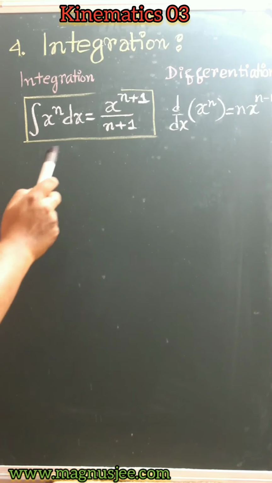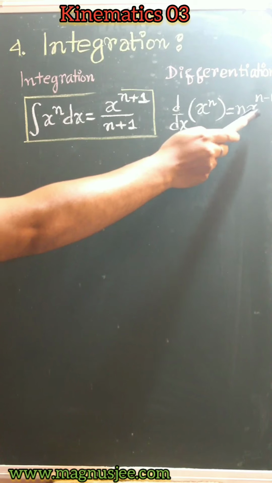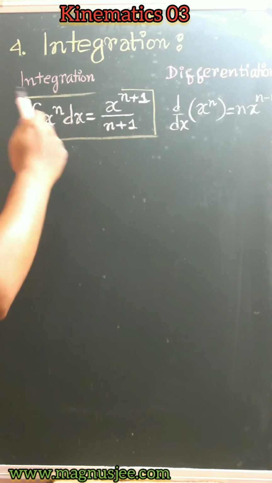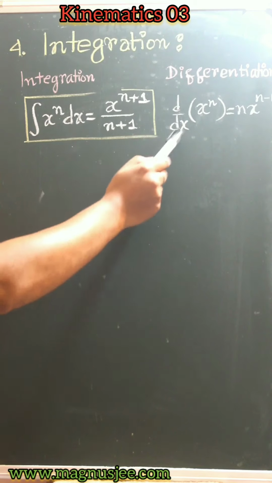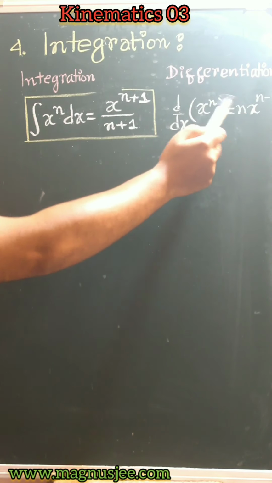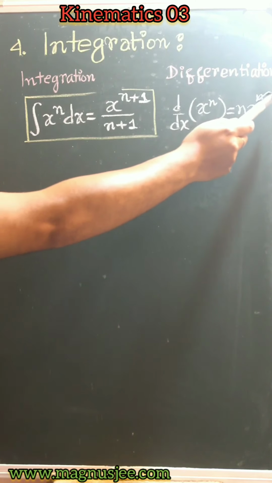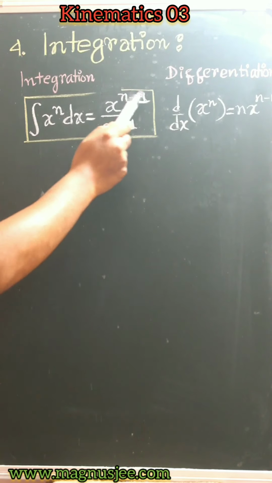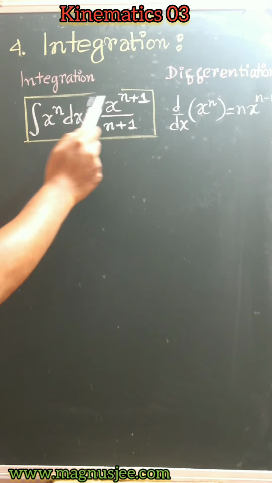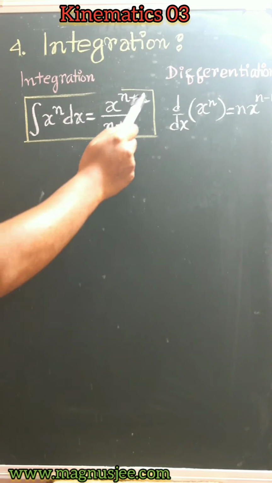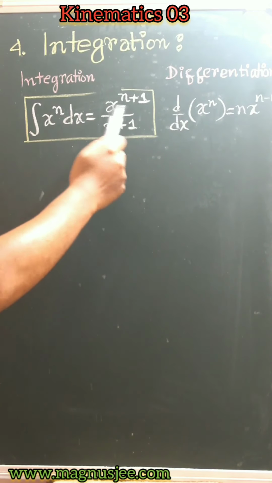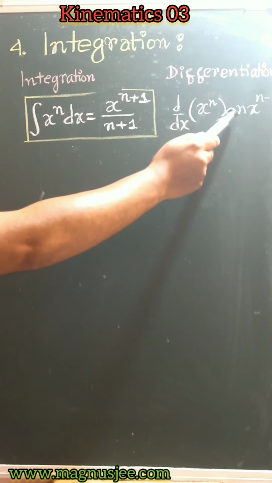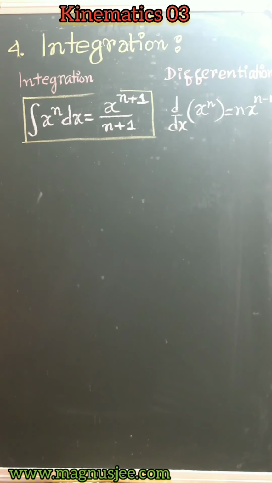Integration means adding or summation, and differentiation d/dx of x to the power n equals n times x to the power n minus 1. Power decreases by 1, and for integration power increases by 1, n plus 1 divided by n plus 1. The increased power will be in the denominator, but here the unchanged power comes in front of x, and the decreased power, n minus 1, will be the power of x after differentiation.